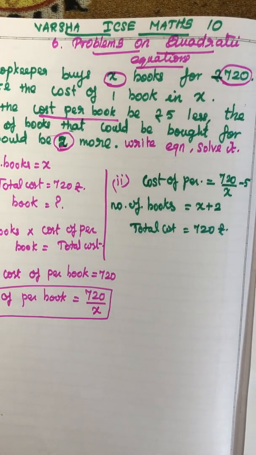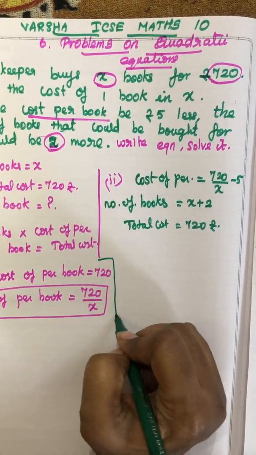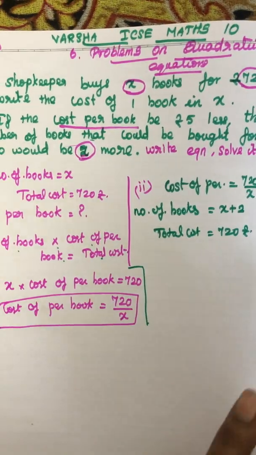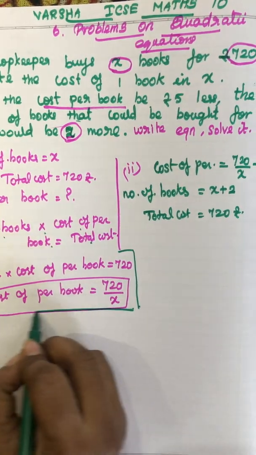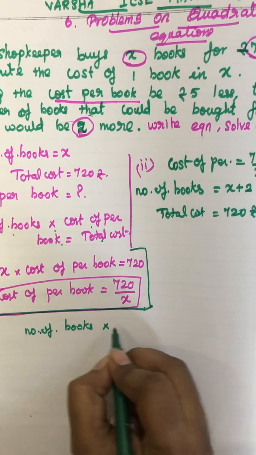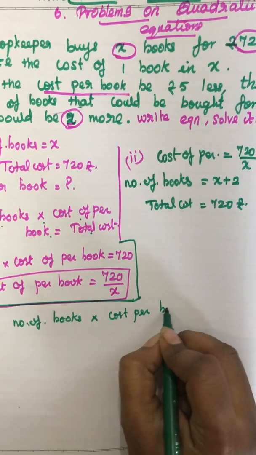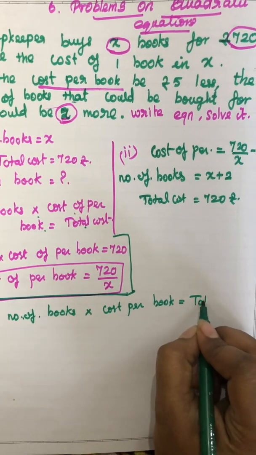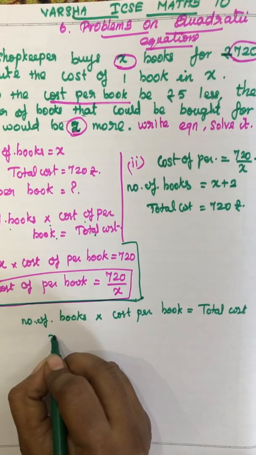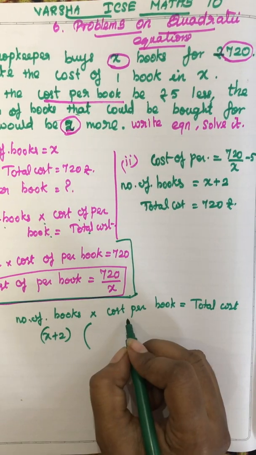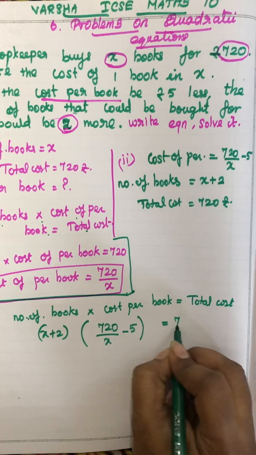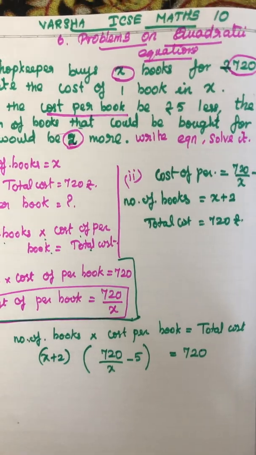So do you understand students? So again we use number of books into cost per book equal to total cost. So write down number of books into cost per book equal to total cost. So this is the first concept. So number of books is X plus 2 and cost per book is 720 by X minus 5, equal to total cost. Okay dear, so if you solve, you get the answer.